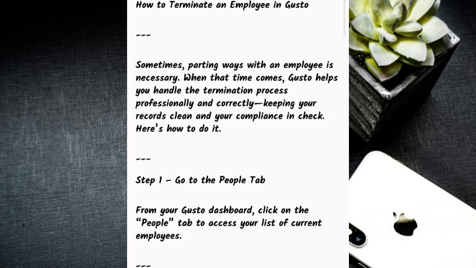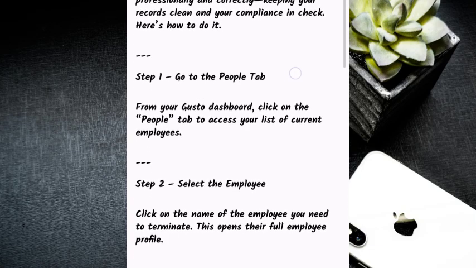The first step is to go to the People tab. So from your Gusto dashboard, you want to click on the People tab to access your list of current employees. Step 2, select the employee. Click on the name of the employee you need to terminate, and this opens up their full employee profile.